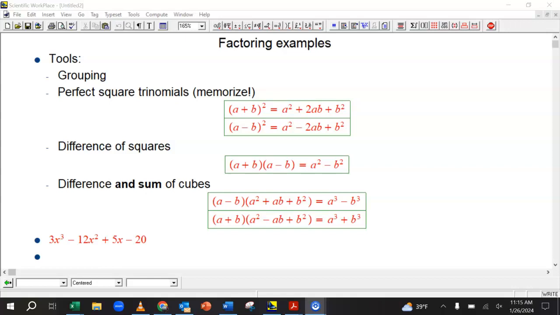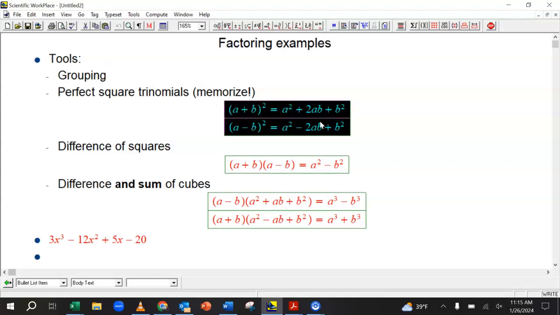Quick video on stuff that we did do in class, but I want to show you just a few more examples that can be challenging. A little more interesting factoring stuff than the absolute basics. The tool of grouping is very powerful, either for quadratic trinomials sometimes or more complicated stuff, works for some cubics.